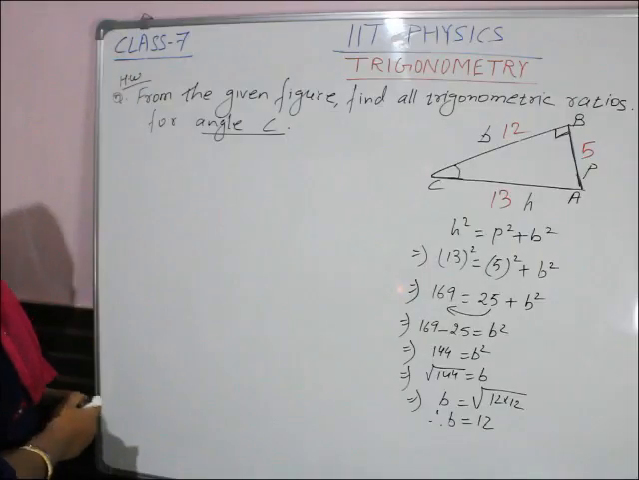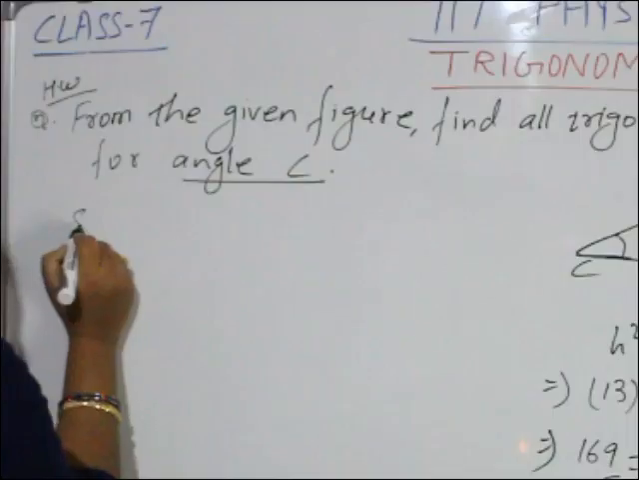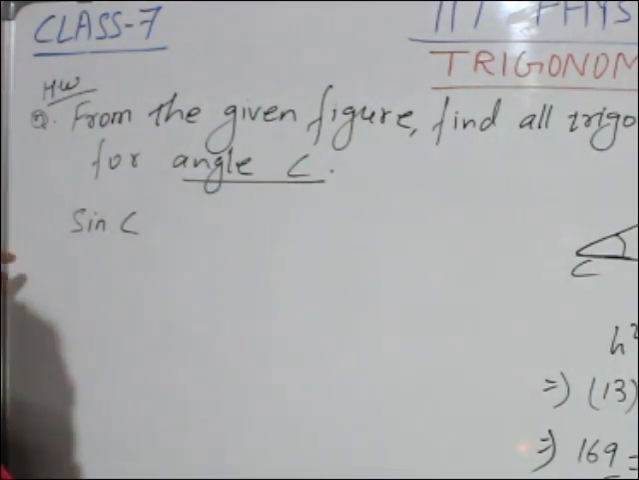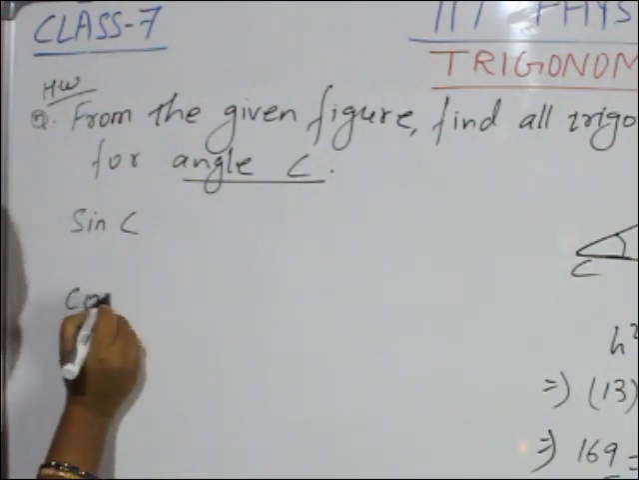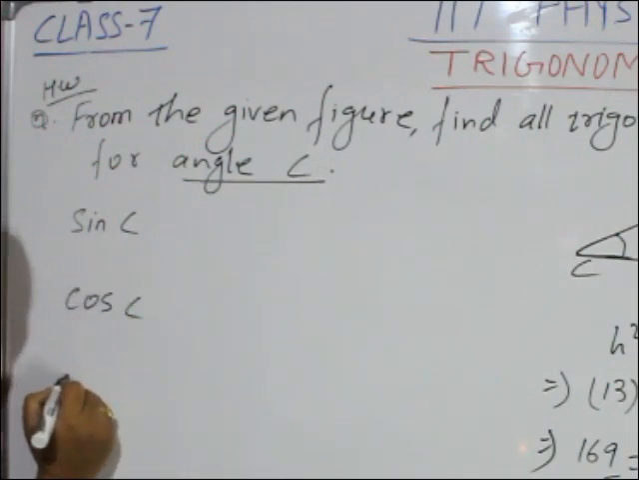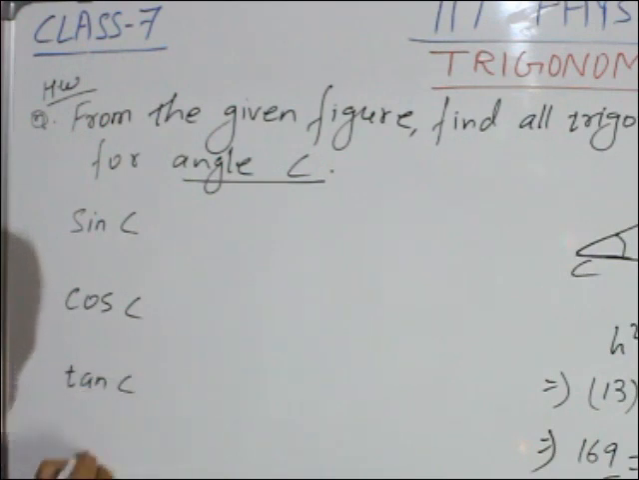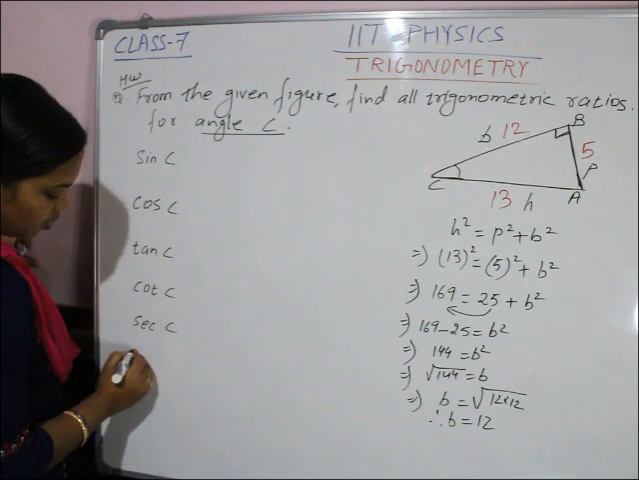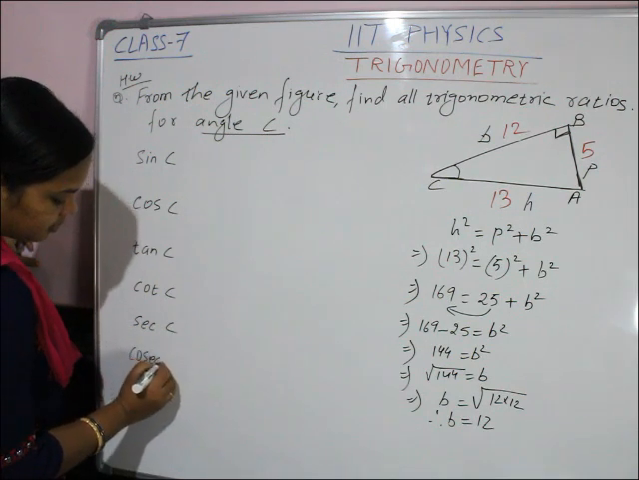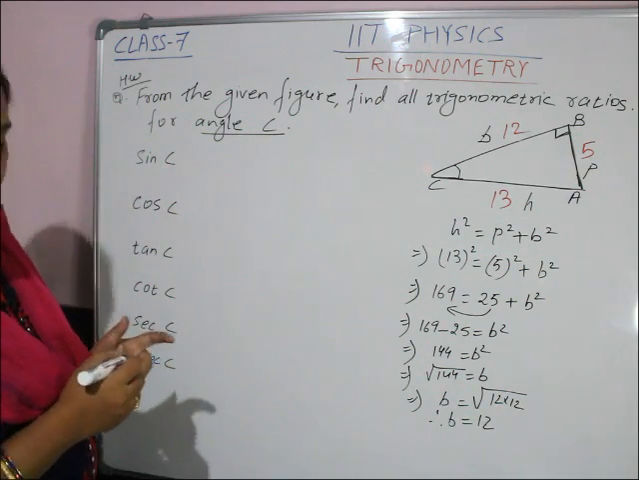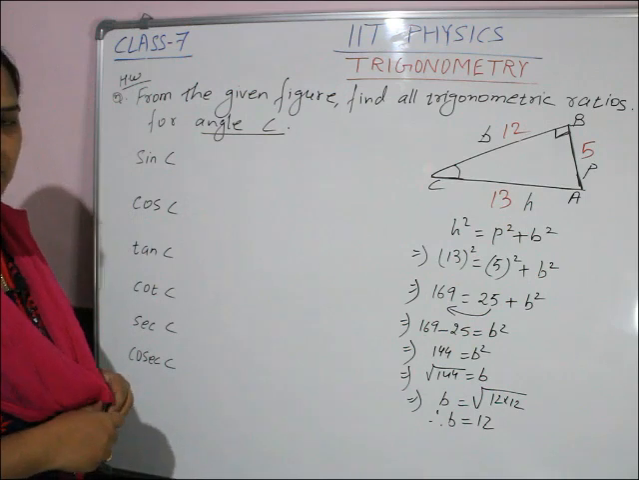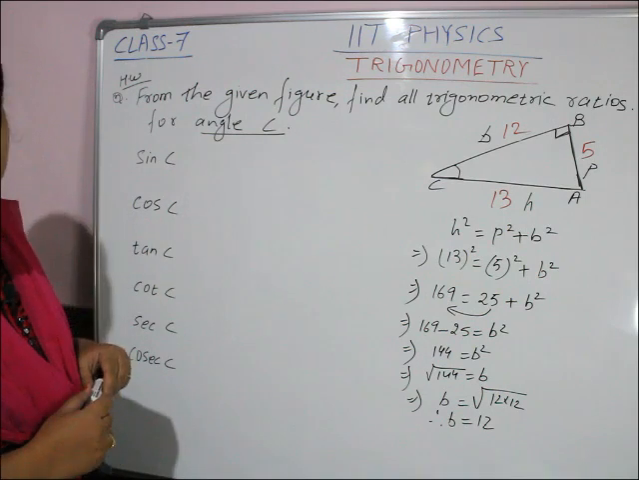So what are the trigonometric ratios? Sin C, the angle of reference is C. So sin C, cos C, then tan C, cot C, sec C, then cosec C. Clear? So these are the 6 trigonometric ratios. The angle of reference is angle C.